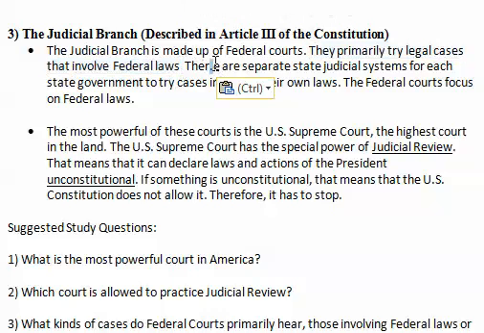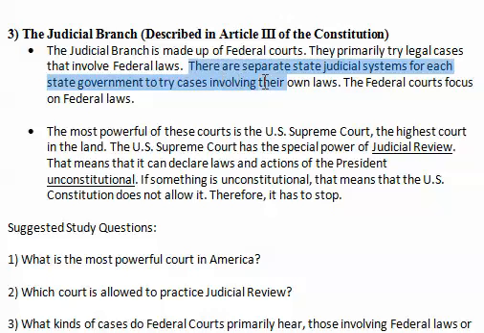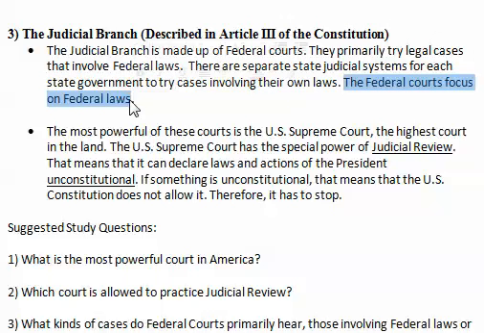There are separate state judicial systems for each state government to try cases involving their own laws. So Virginia has its own separate state judicial department. Here we're just talking about the judicial branch of the federal government. The federal courts focus on federal laws.